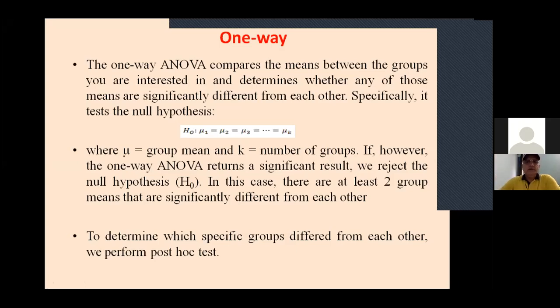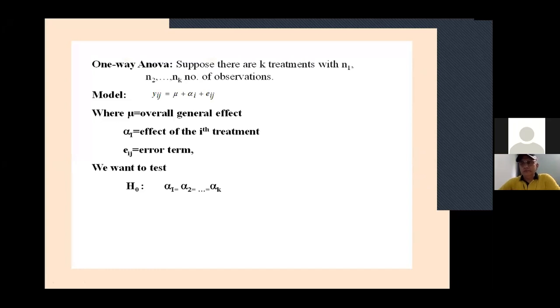Let me straight away come to the model of one-way ANOVA. In one-way ANOVA, there is always some kind of response variable, and it is a continuous variable. Suppose there are K treatments. As I mentioned, let's suppose there are K different types of chemotherapies.